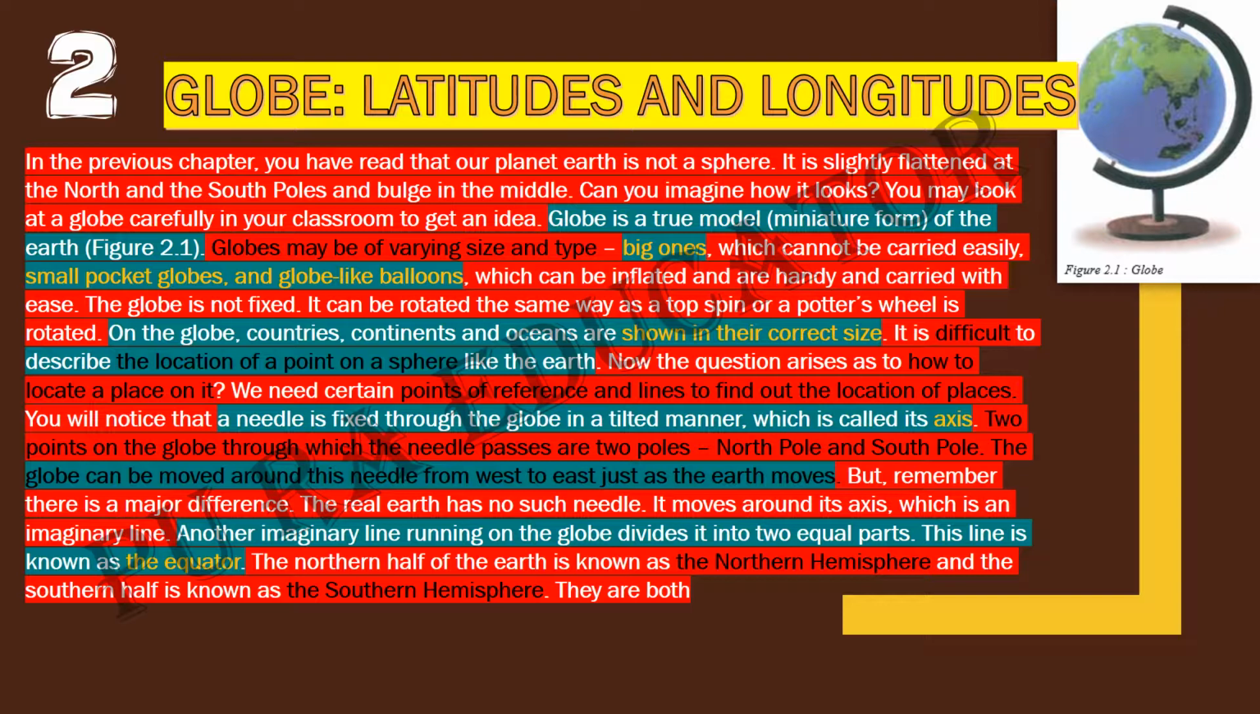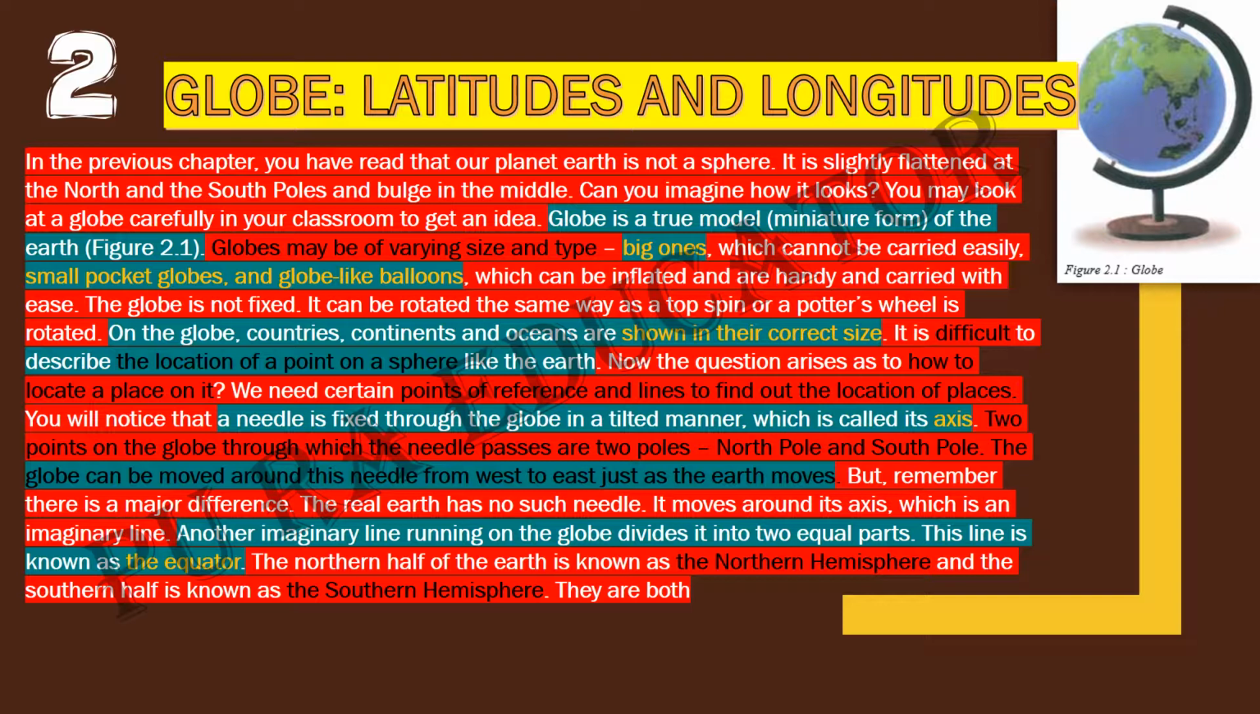If we refer to Earth, the line which passes through the North Pole and South Pole is known as the axis, on which the Earth rotates from west to east. But remember, there is a major difference. The real Earth has no such needle. It is drawn imaginary. We imagine that and draw it on the Earth.